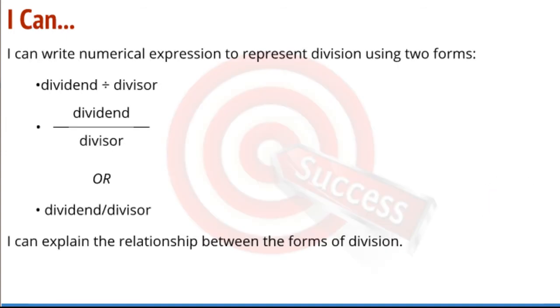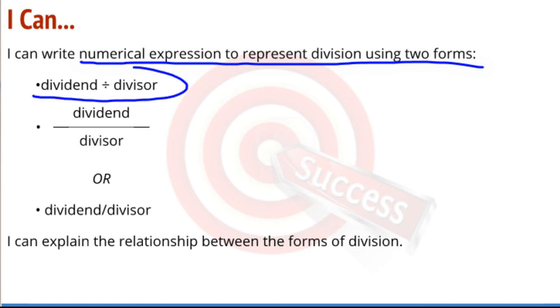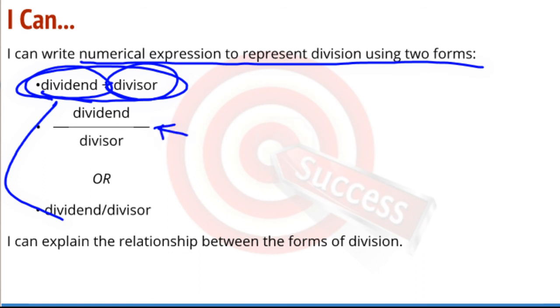All right, so a quick look at the I can statements here. Hopefully by now you can write numerical expressions to represent division using two forms. Hopefully you can write it with the regular form, and hopefully you can work with both of these fraction forms. And hopefully you can explain the relationship between the forms of division. The dividend becomes the numerator, and the divisor becomes the denominator. The fraction bar is the division symbol.